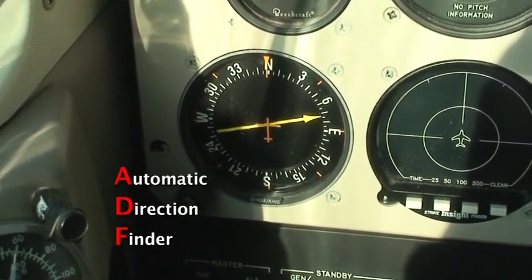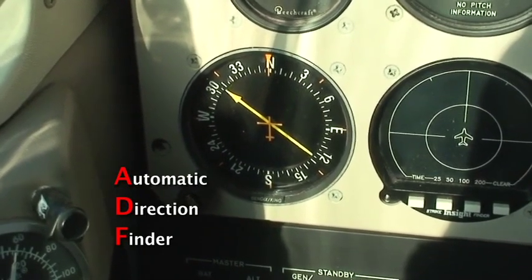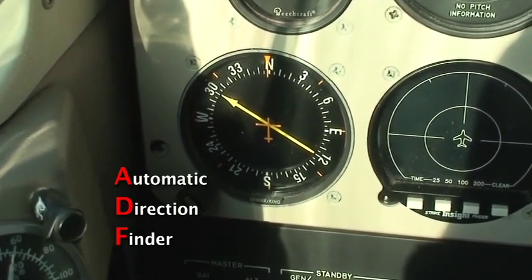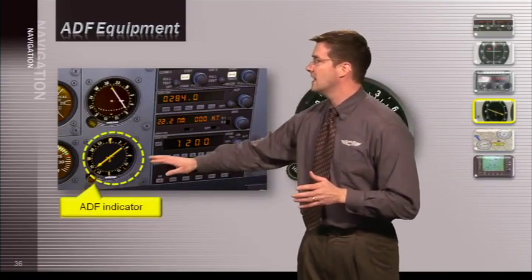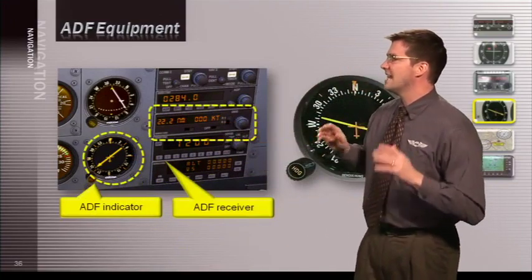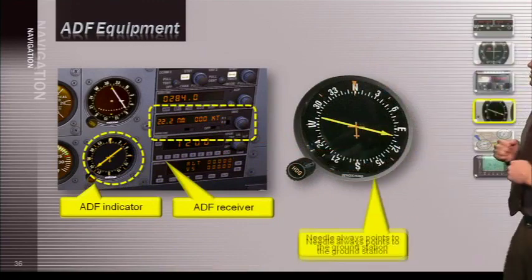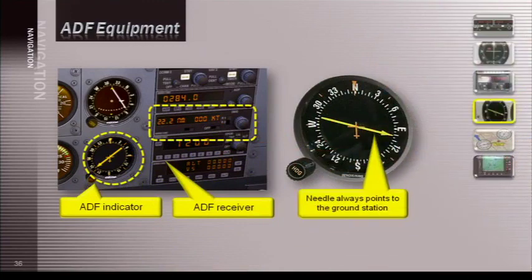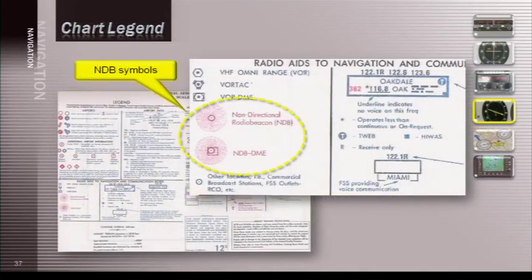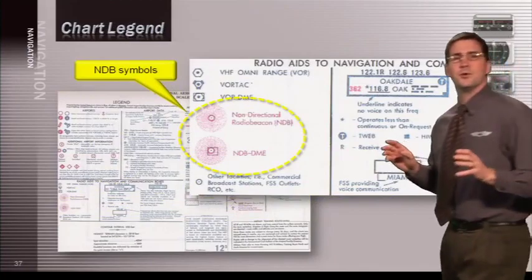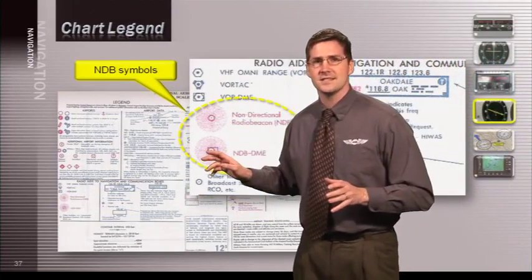ADF stands for Automatic Direction Finder, which is the name of the instrument in your airplane. The system consists of an indicator and a receiver. The ADF indicator has a needle that points to a ground station called a non-directional beacon, or an NDB. Refer to the chart legend for NDB symbols. The legend will be available to you during the FAA knowledge test.